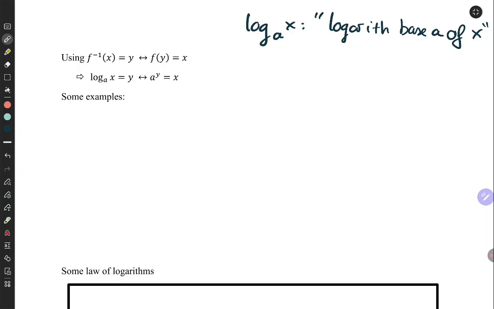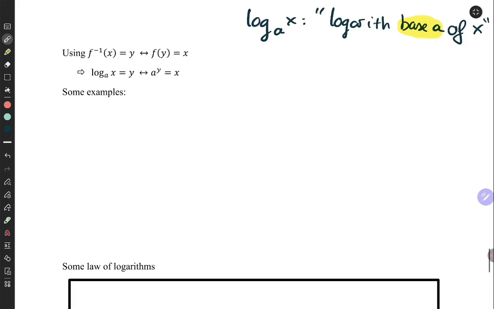The same thing is the base. Exponential has a base. Whatever the base in the exponential function, it remains the same base in the logarithm. So the base in both cases remains the same: base A in the exponential.